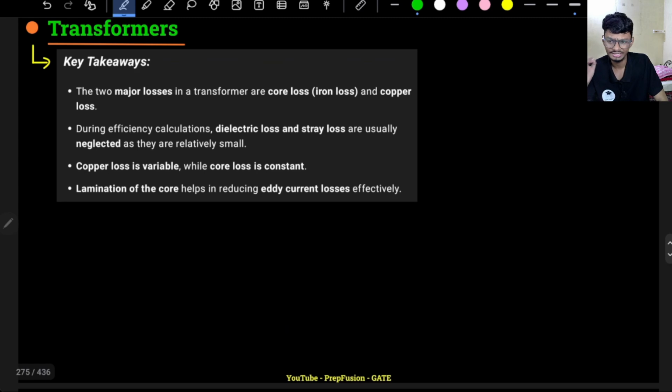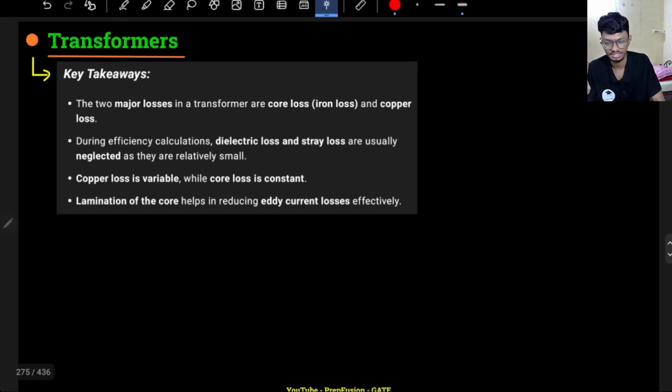So what are the key takeaways? The two major losses we have studied are the copper loss and the core loss. These are mainly the two losses which will be used in calculation. Stray losses and dielectric losses will either be given to you, or if they are not given, you will assume them to be zero. During efficiency calculation, dielectric loss and stray losses are usually neglected as they are relatively small.